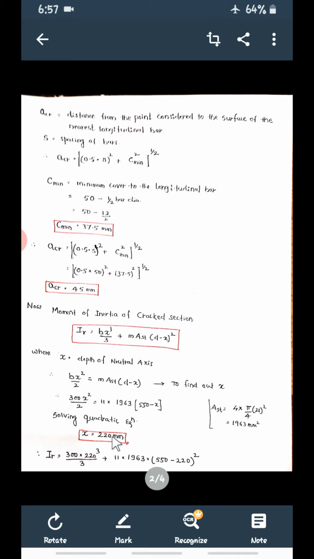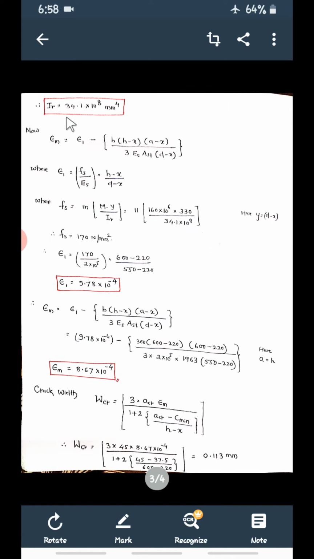So substitute this here in Icr. Therefore, moment of inertia of cracked section Icr is equal to bx cube by 3 plus m Ast (d minus x) square. So we'll get Icr is equal to 34.1 into 10 raised to 8 mm raised to 4. This is the moment of inertia of the cracked section.